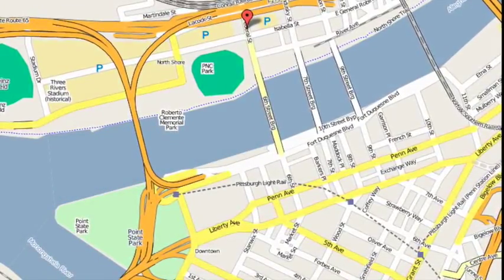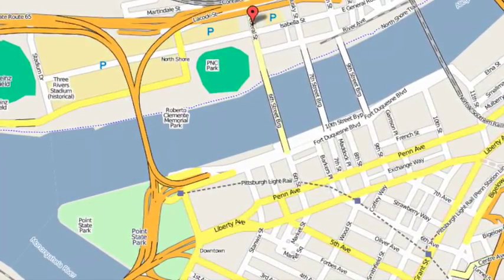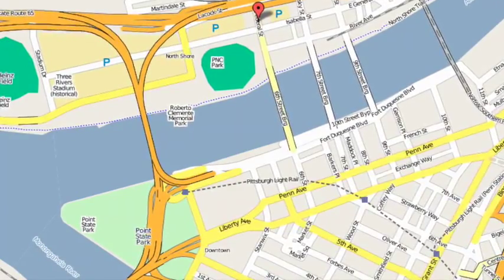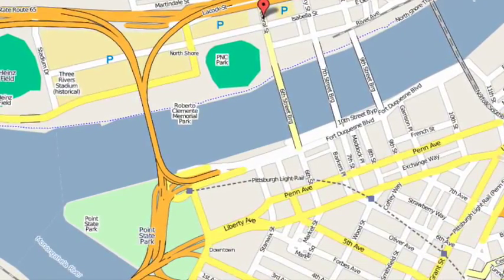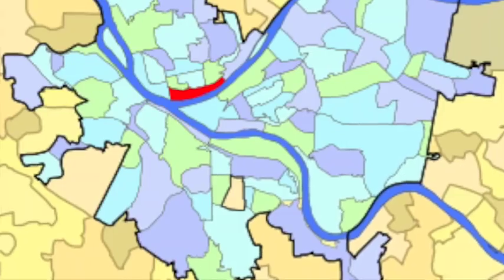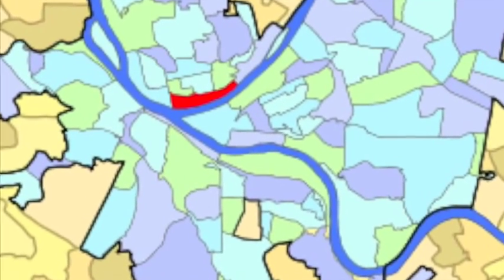The absolute location of North Shore is 40 degrees 44 minutes north and 79 degrees 0 minutes west. The relative location of the North Shore is north of the Ohio and Allegheny rivers.